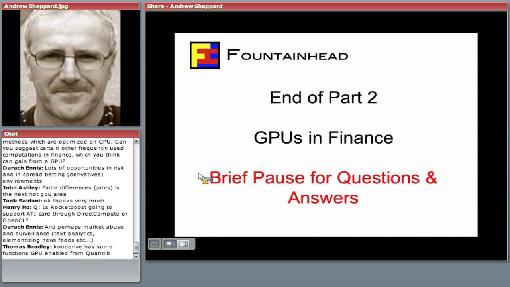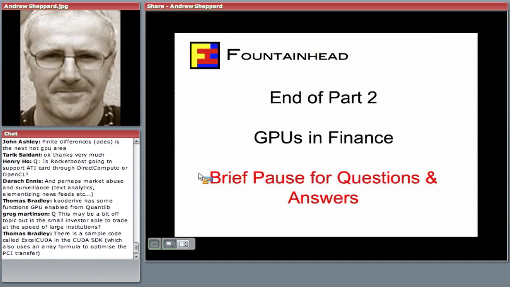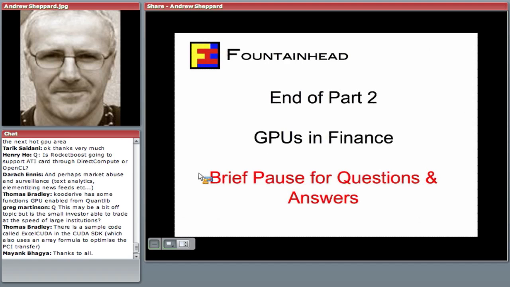So there's a whole swathe of quantitative financial models which will benefit from GPUs. Not all, but a large fraction, in fact the majority, are likely to see significant speedups if they're recoded for the GPU. All right, and then Henry was asking about Rocket Boost. Is it going to support ATI card through Direct Compute or OpenCL? Yes, all of the above. It supports ATI cards, NVIDIA, and Direct Compute, and so on.